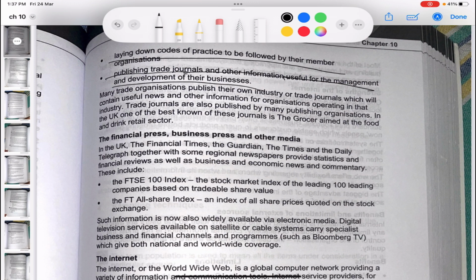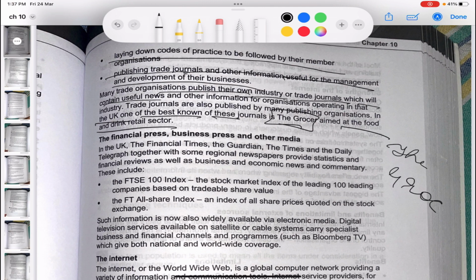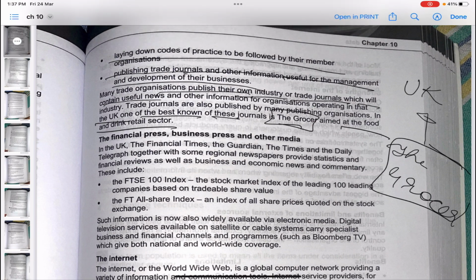Many trade organizations publish their own industry or trade journals which will contain useful news and other information. In the UK, one of the best known trade journals is The Grocer, aimed at the food and drink retail industry. So, what is The Grocer? It is one of the most famous trade journals which is based in the UK.